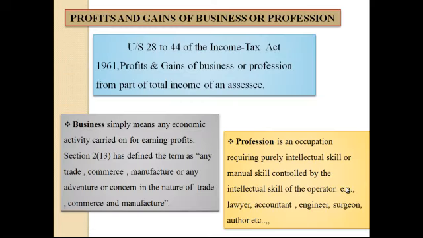The third head of income is profit and gains of business or profession. Under sections 28 to 44 of the Income Tax Act 1961, profit and gains of business or profession form part of total income of an assessee. Under this head, what is meant by business? Business means any economic activity carried on for the purpose of earning profit. Section 2(13) defines the term business as any trade, commerce, manufacture or any adventure or concern in the nature of trade, commerce and manufacture. Profession means an occupation requiring purely intellectual skill or manual skill controlled by the intellectual skill of the operator. Examples: lawyer, accountant, engineer, surgeon and authors.